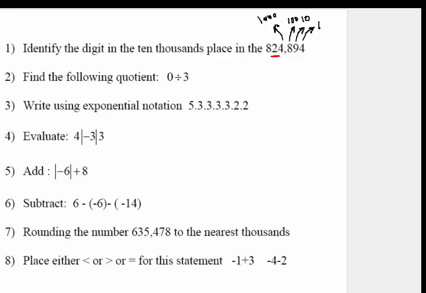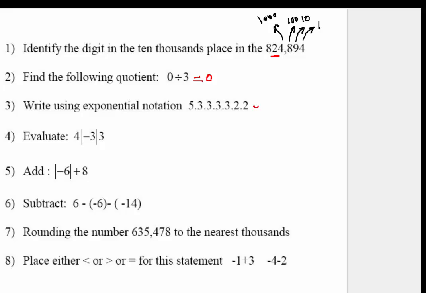Next question, Evelyn, find the following quotient, 0 divided by 3. What is 0 divided by 3, Evelyn? Would be 0, exactly. A half of 0 is 0, a third of 0 is 0, and so on.